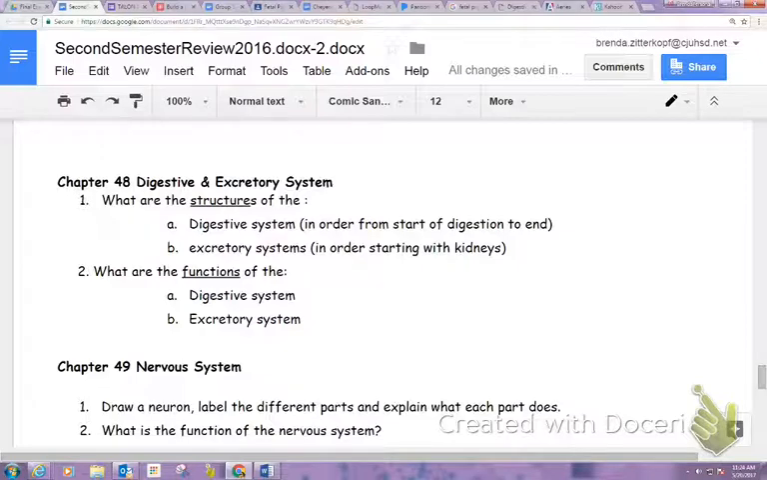You should be able to write down the start of digestion to the end. So I'm going to do that for us here. We can start with the mouth, to the esophagus. If you spell it esophagus, you'll always spell it correctly. To the stomach. Hopefully not to the lungs, because then you've aspirated something and you're going to choke to death. Then to the small intestine, to the large intestine.